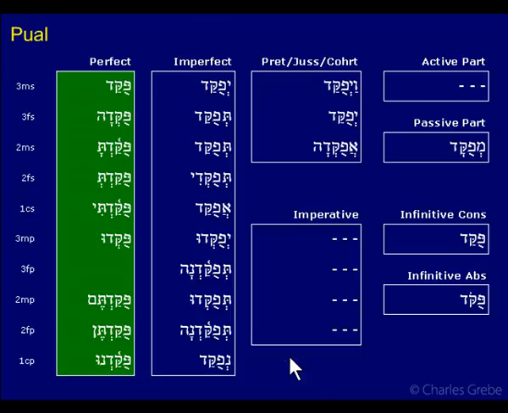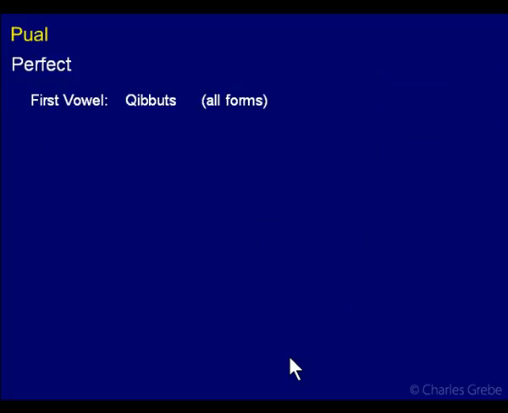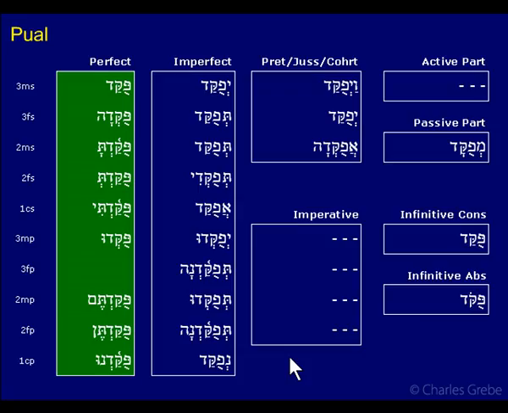In the Pual, the first thing I probably want to talk about is the first vowel. The first root vowel is a kibbutz, the U sound. Now the easy way to deal with the vowels is to remember what the names are. So we have Pual and we have Piel. Here we have U-A, U-A. Piel, if you remember, had E-A. You had an I here.